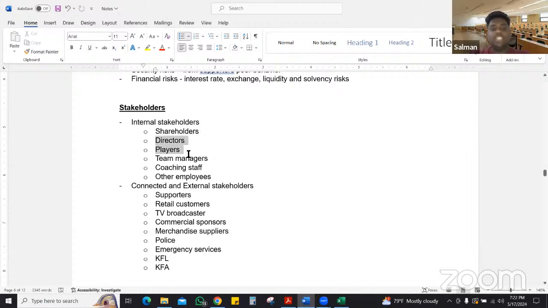Directors and players are obviously internal stakeholders. Team managers, coaching staff, other employees, all of the full-time employees. Shareholders in a football club are also internal stakeholders. Now, do not generalize this. Always be careful of the context.